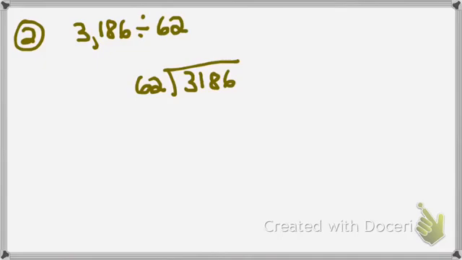So I look at the first digit inside the box, which is a 3. Is that greater than or equal to 62? No. So it's the first two digits, 31. Is that greater than or equal to 62? No, it's less than. So let's look at the first three digits, 318. Is 318 greater than or equal to 62? Yes, it is. So that's where my first chocolate bar goes, is over the 8.